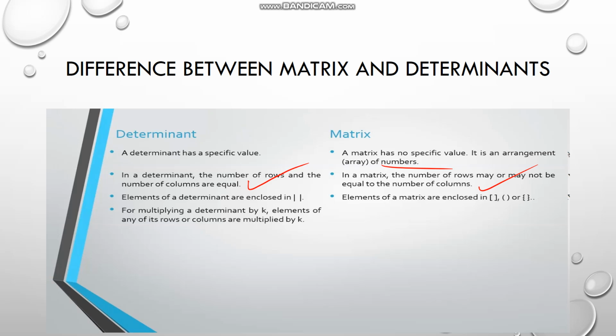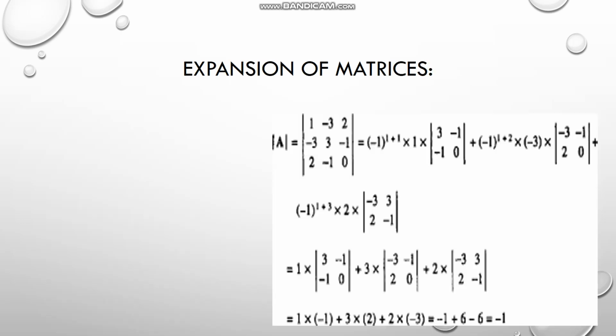The elements of determinants are always enclosed inside the modulus sign, and the elements of matrices are enclosed in any particular bracket. If you multiply any constant value to the determinants, then only any particular row or column will multiply with that constant. But in case of matrices, if we want to take any common value, or if we want to multiply any constant value to the matrix, each and every value of the matrix should multiply with that constant value. Expansion of matrices.